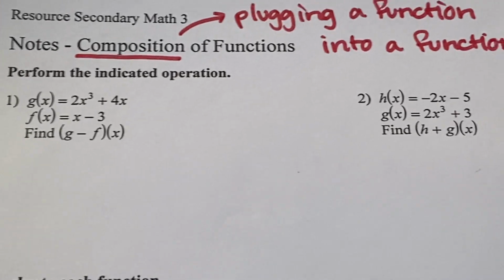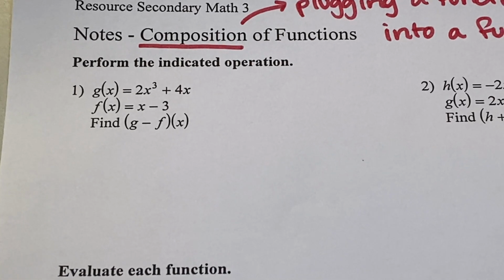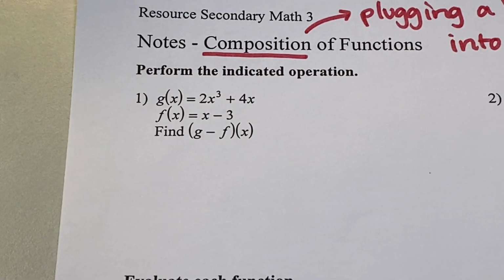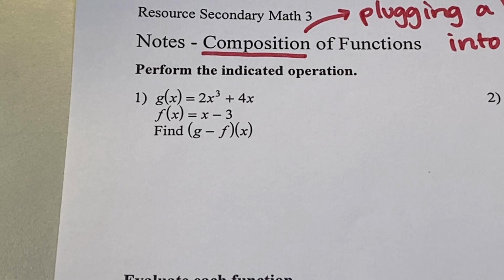It's asking us to perform the indicated operation. All right, so let's look at number 1. This is where we're given two functions, and it's asking us to perform the operation. What is the operation? Addition, subtraction, multiplication, division. Subtraction. We're subtracting these guys.